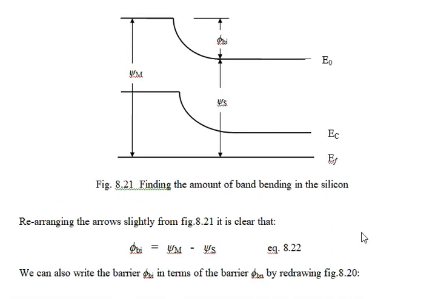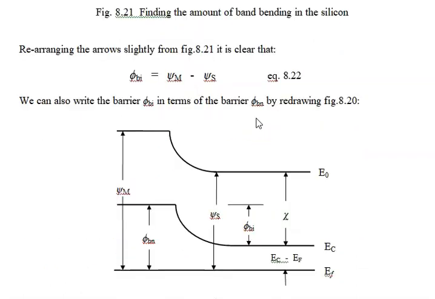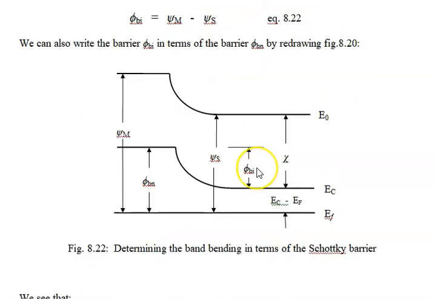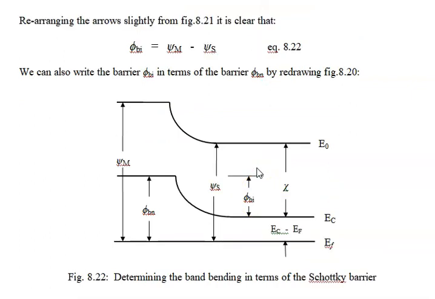So if we rearrange this, it's the same picture. We're going to rearrange it to produce figure 8.22. And from figure 8.22, we see that phi_bi is equal to phi_m minus phi_s. And you could see that probably by doing what? I would just take this guy and bring him up here. So if you bring this up here, I probably should have put that in.